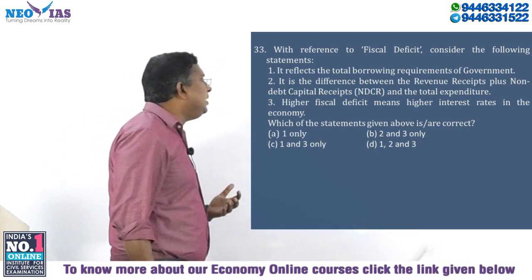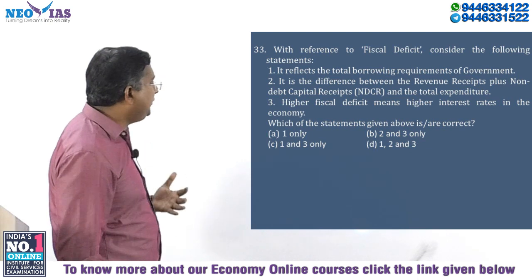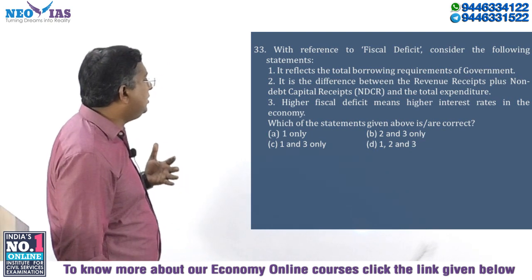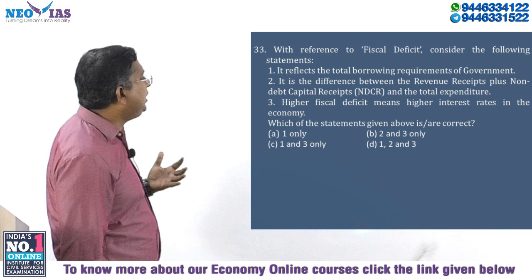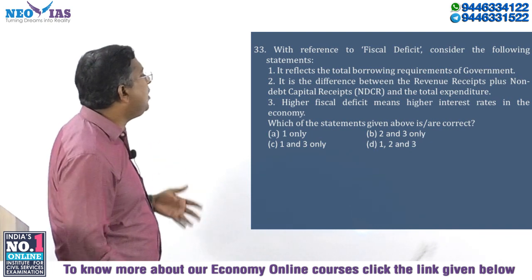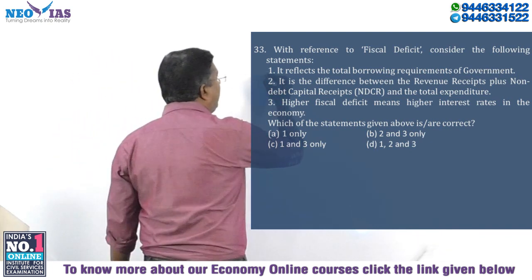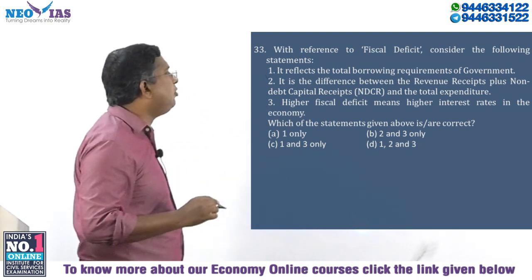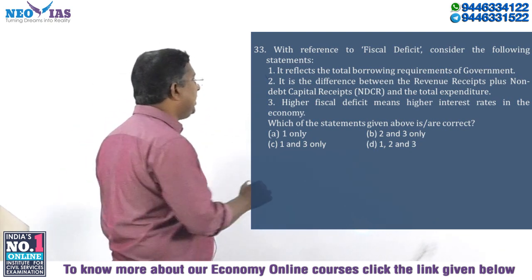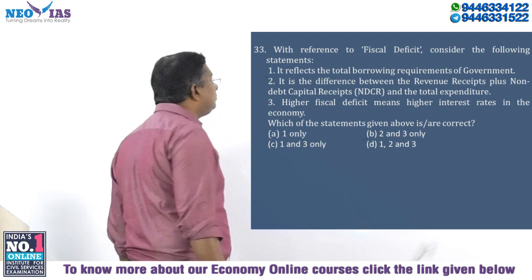So regarding the fiscal deficit, it says that it reflects the total borrowing requirement of government. Yes, this statement is correct. It is the borrowing requirement of the government. So one is correct. We can eliminate B.